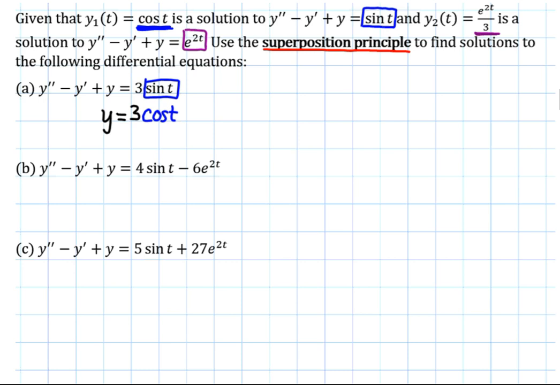Right. Next, we have sine t on the right hand side, then the solution must have cosine of t in it. And then we have e to the 2t on the right hand side, then we must have e to the 2t over 3 as the solution. We will have 4 in front of it and the negative 6, just like what we have here and here. So that's simplified to 4 cosine of t minus 2 e to the 2t.